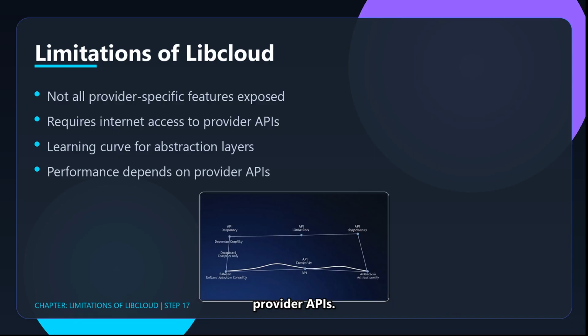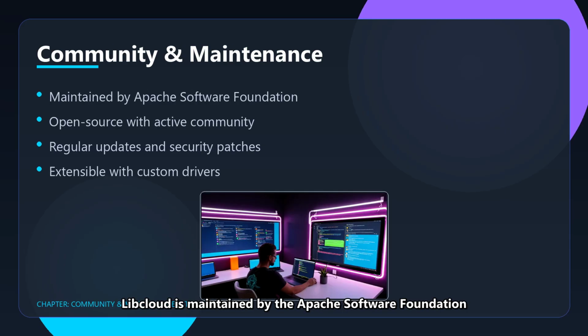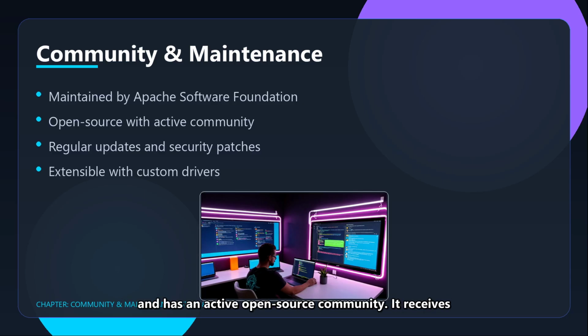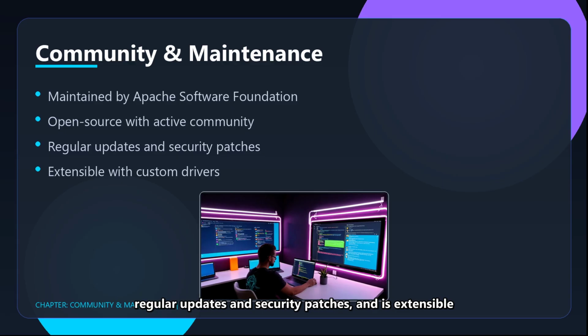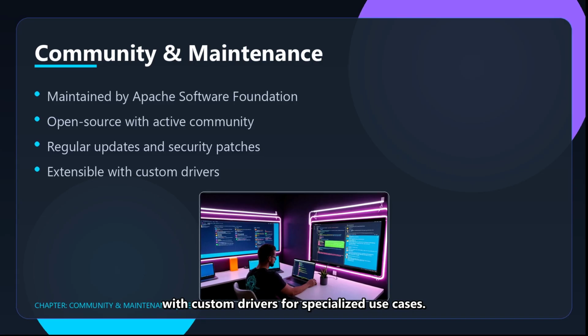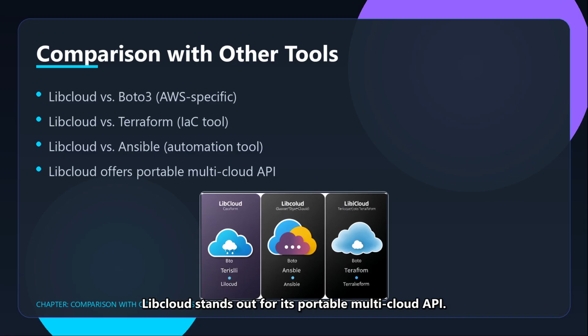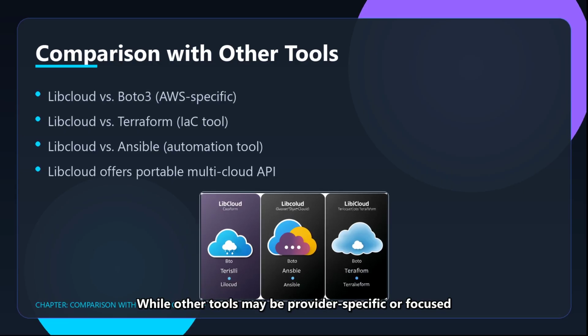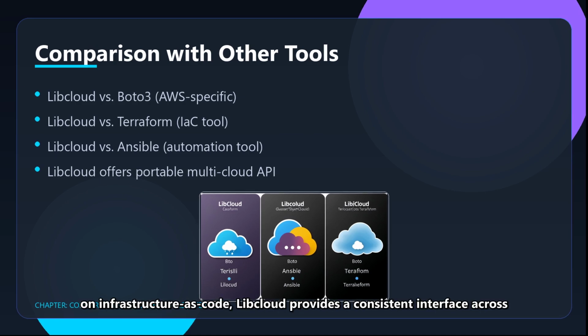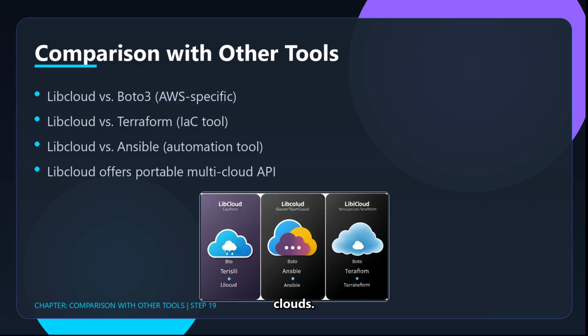Performance is also dependent on the underlying provider APIs. Libcloud is maintained by the Apache Software Foundation and has an active open-source community. It receives regular updates and security patches, and is extensible with custom drivers for specialized use cases. Compared to tools like Boto 3, Terraform, and Ansible, Libcloud stands out for its portable multi-cloud API. While other tools may be provider-specific or focused on infrastructure as code, Libcloud provides a consistent interface across clouds.